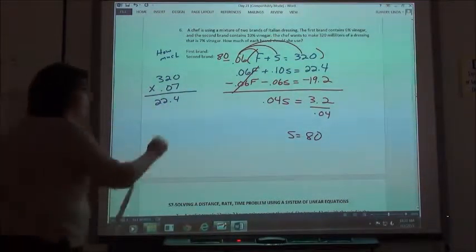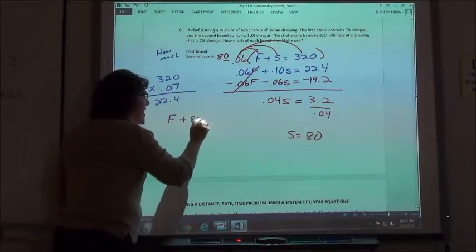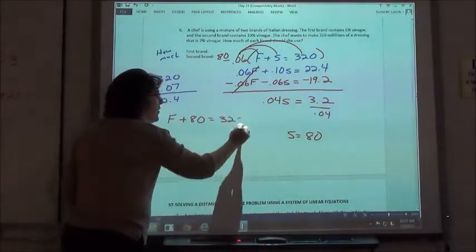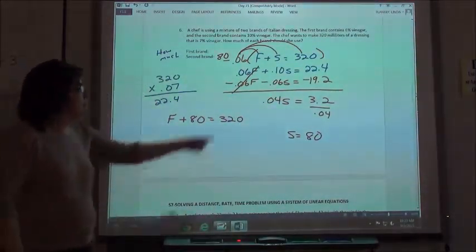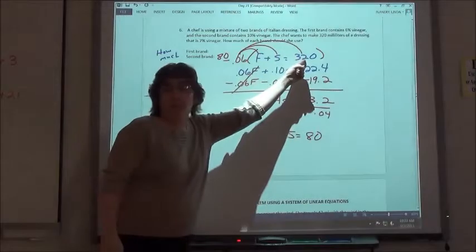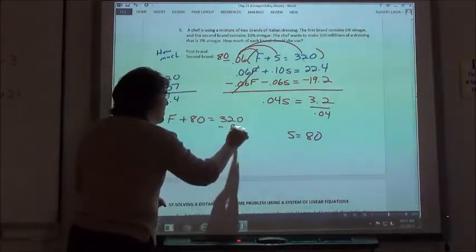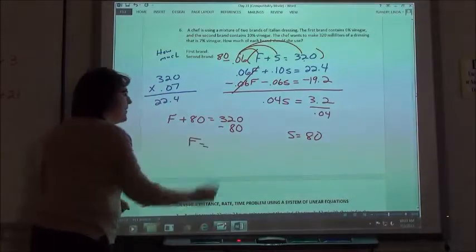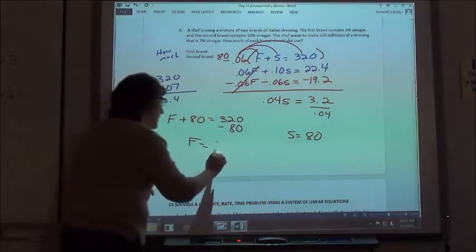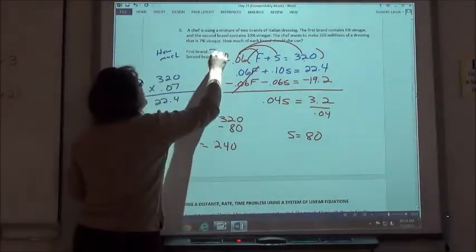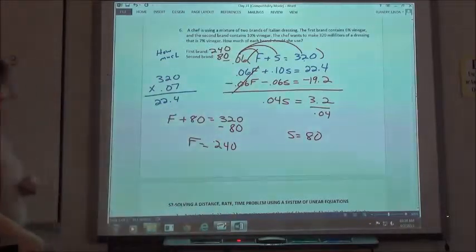We're going to say that F plus 80 equals the 320 total, right? The first one plus the second was 320. We know the second one is 80. So if we subtract 80 from 320, we get 240, so we have 240 milliliters of the first one.